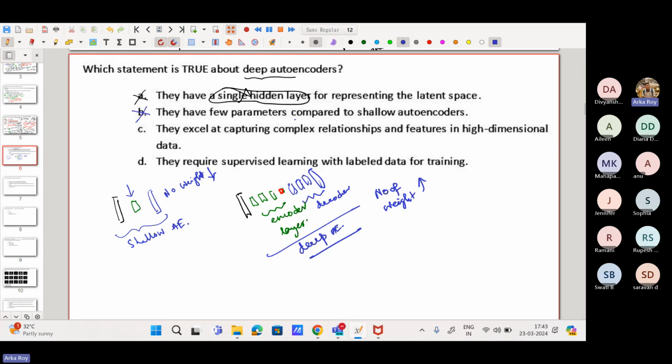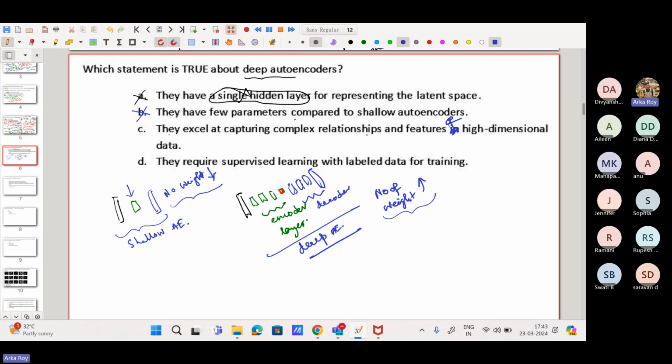This is false, because in the case of a shallow autoencoder the number of weights will be less, whereas in the case of a deep autoencoder the number of weights will be much higher. Okay, so option C is they excel at capturing complex relationships and features of high dimensional data.